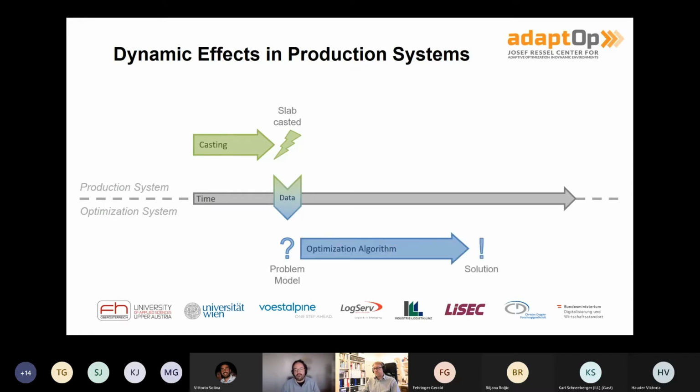So we apply some form of optimization algorithm to get an optimal solution for this stacking problem, and then we transfer this data back to the production system to provide a crane assignment. So the crane assignment would then tell the crane, okay, pick up this slab from the caster and put it on stack X or stack Y or whatsoever, and this results in a crane motion.